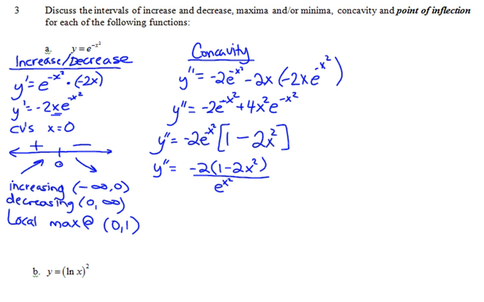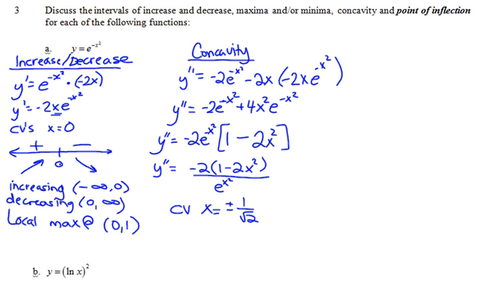What are my critical values? 0. Okay, let's start at the denominator. Is there anything we could put in our exponent that would give us 0? No. Okay, so there's no critical values there. How about this? Can we make a 0 on our numerator? Plus or minus 1 over root 2.